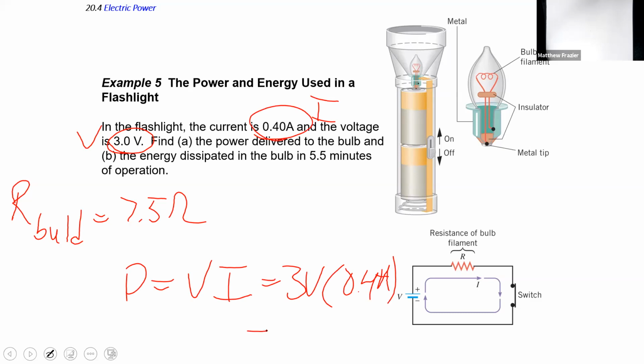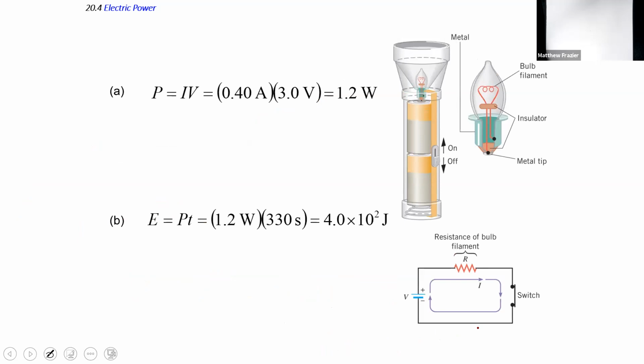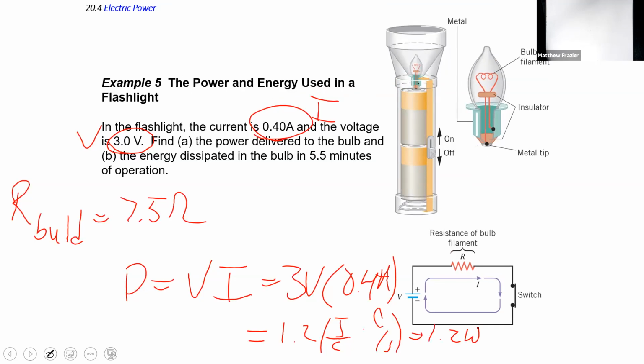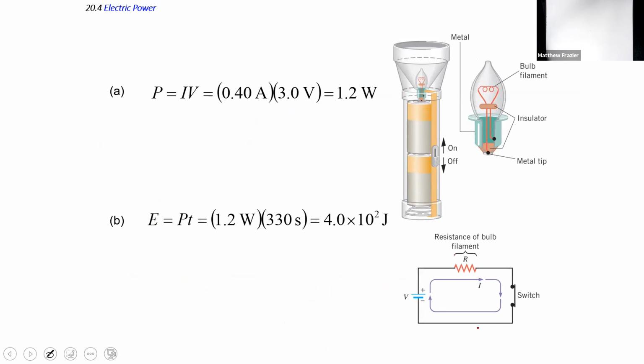And in our units, we'll have joules per coulomb times coulombs per second, which is 1.2 watts. You see that the units of power come out of this when you do it correctly. And then the total energy is just the power times the time. So if we use it for 5.5 minutes, which is 330 seconds, the total energy will be something like 400 joules.